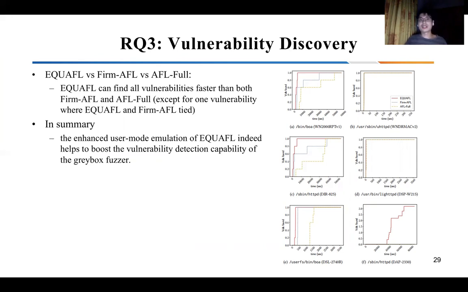And we can find that our system can find all vulnerabilities faster than both FirmAFL and AFL full system emulation, except for 1 vulnerability where our system and the original AFL tied. And in summary, the enhanced user mode emulation of our system indeed helps to boost the vulnerability detection capability of the greybox fuzzer.